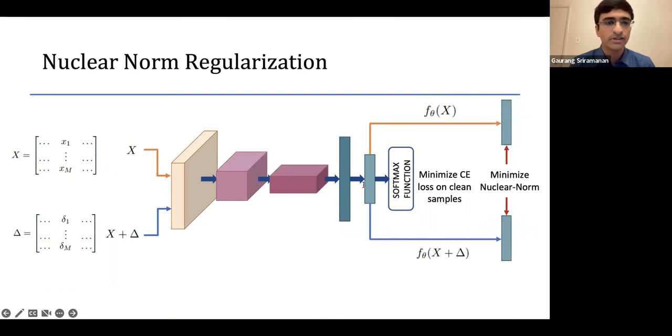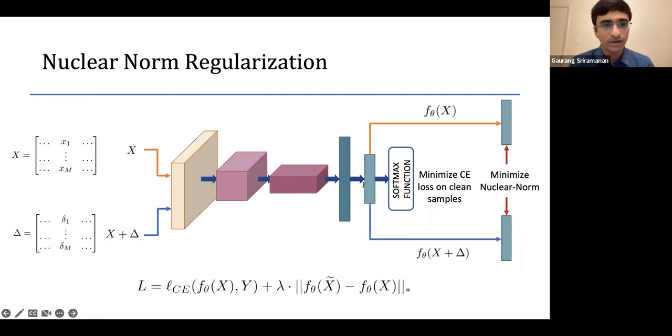Here, essentially, the pre-softmax values are stacked row-wise to form the matrix F theta of X. And if we further denote the matrix which we obtain from the adversarial perturbations as delta, then the input to the adversarially perturbed mini batch is determined as X plus delta. And the respective pre-softmax values are represented by F theta of X plus delta. Now, we propose to impose a nuclear norm regularization on the difference of the clean and adversarial pre-softmax predictions, which is then coupled with the cross-entropy loss on clean samples to guide the primary classification objective.